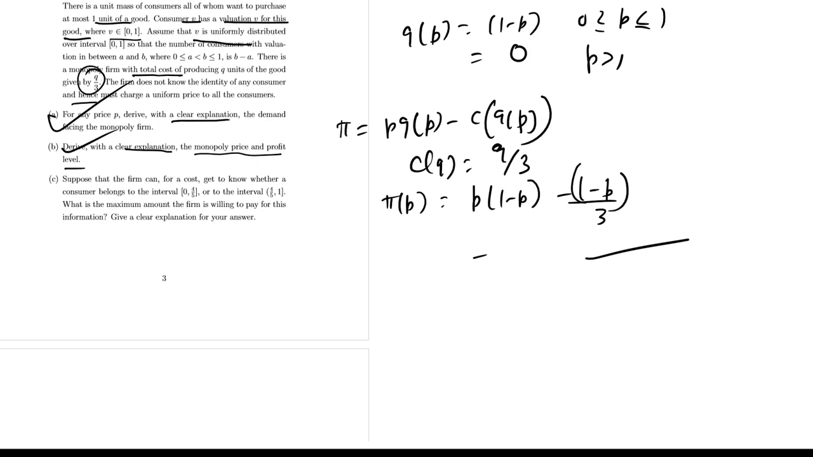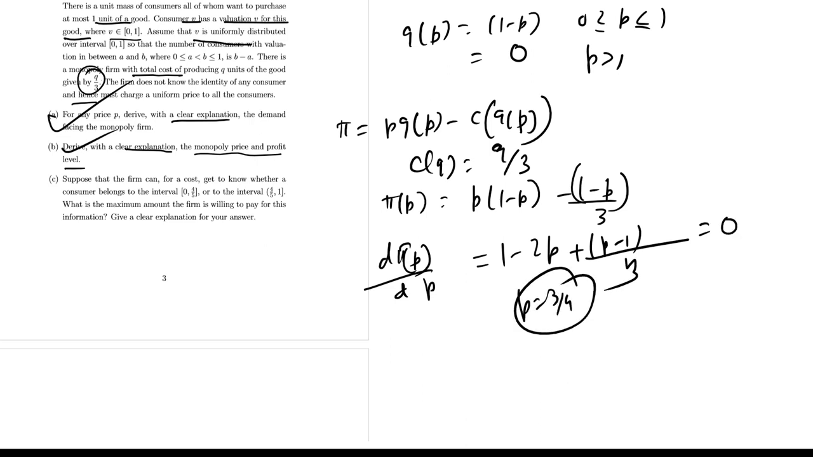So to find the profit maximizing price, we take the derivative of pi(P) with respect to P. So d pi by dP, that is 1 minus 2P plus (1 minus P) divided by 3... that is equal to 0. Solving, we get P equal to 3/4.